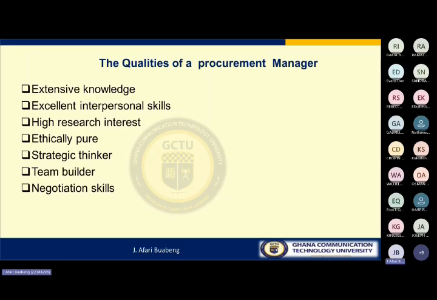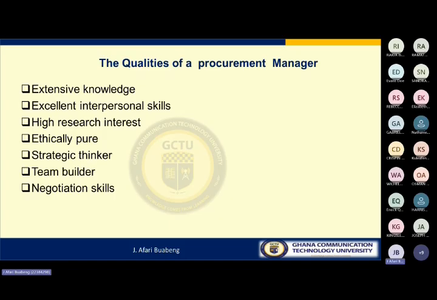So we need to have extensive knowledge because we deal with a lot of stakeholders. We have the internal stakeholders, we have the external stakeholders. Once you are dealing with all these people, you need to have that knowledge. And then because the procurement needs differ or vary from time to time, you need to have that knowledge to be able to manage the situation well. And then the excellent interpersonal skills.